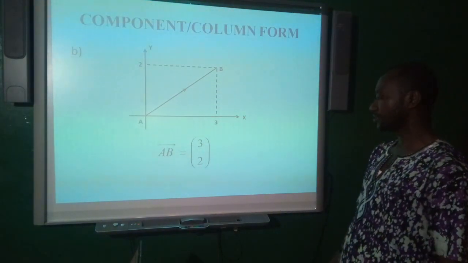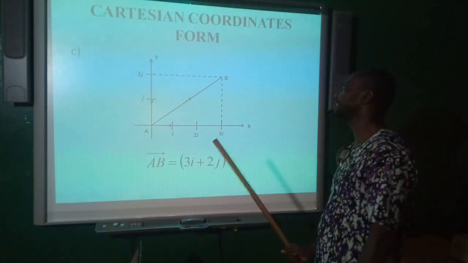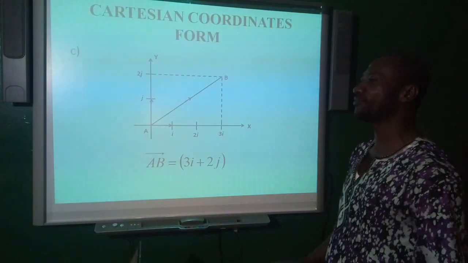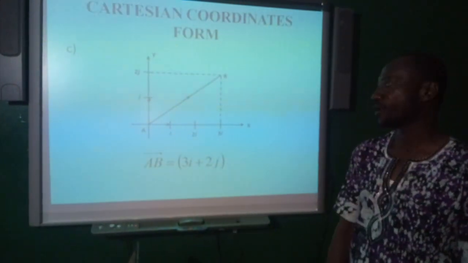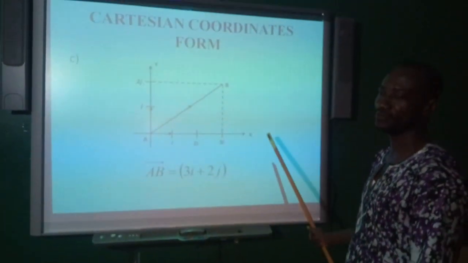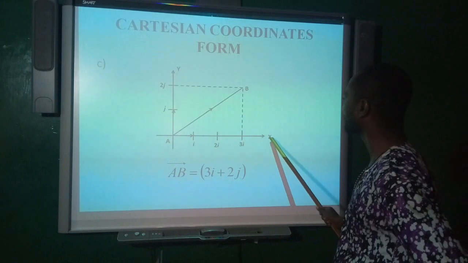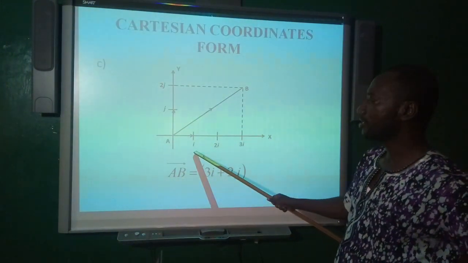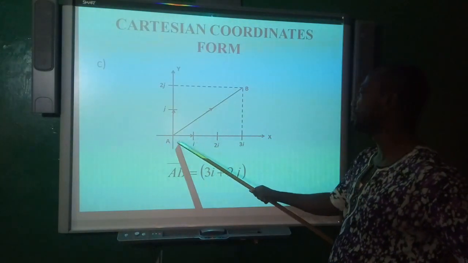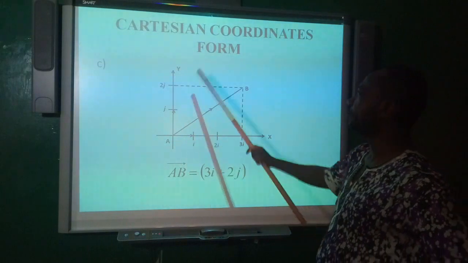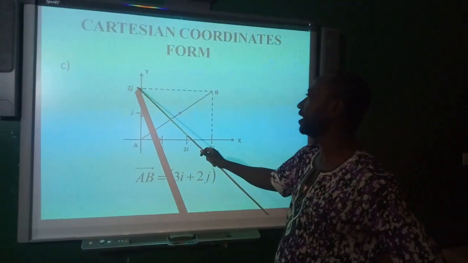That is for component. Then the last one, which we call Cartesian coordinate form. Some books will say Cartesian form, others will say coordinate form. They are all the same, but you say Cartesian coordinate form. Over here, we are also in the XY plane. But in XY plane, a unit in the direction of x is called i. So if a unit is i, 2 units will give you 2i. And then 3 units will give you 3i. In the y direction, a unit is called j. So you have 2j for our 2 units.